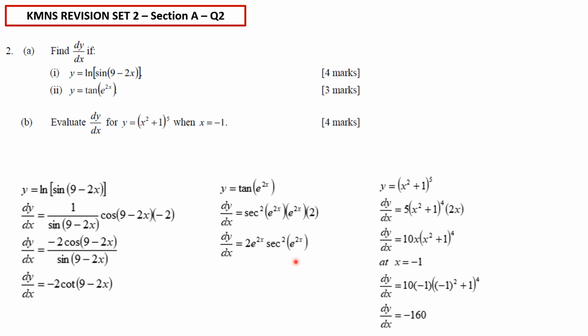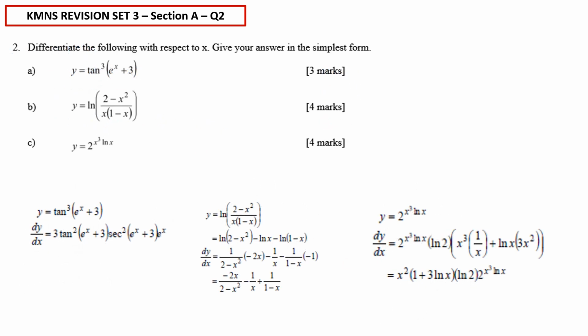The second one is also a direct differentiation. You don't have to use any product rule. This is just a direct rule of differentiation where the power you bring to the front and then its power is now reduced to 4, and then we multiply with the differentiation inside the bracket, which is 2x. So you get the value like this here, but it asks you to evaluate, meaning that you have to give the value for dy/dx when x equals -1. Substituting x equals -1, you will get dy/dx in terms of a number, which is -160.